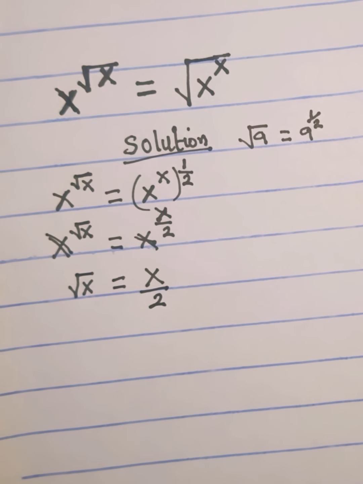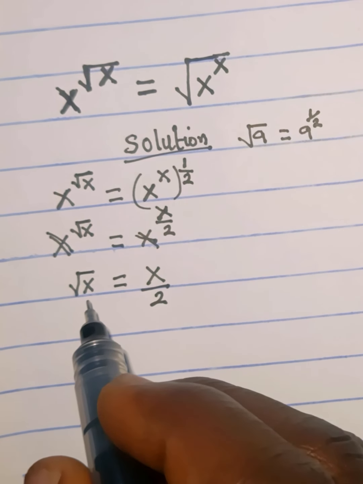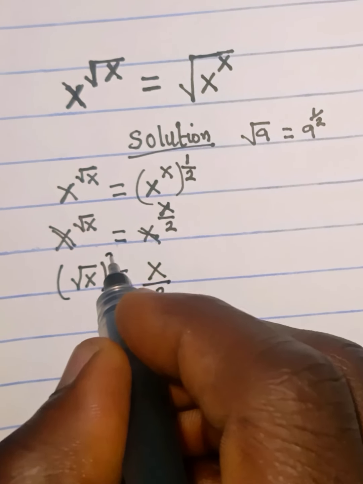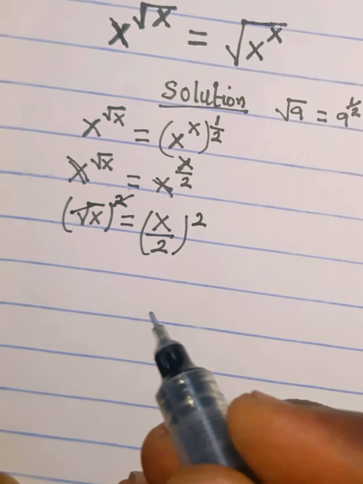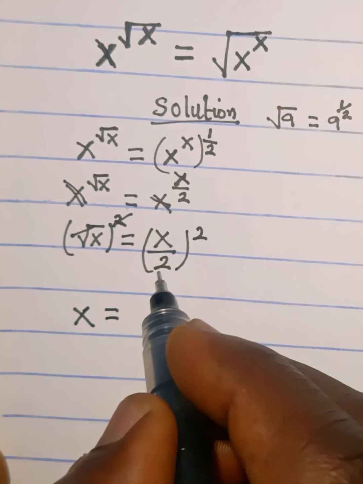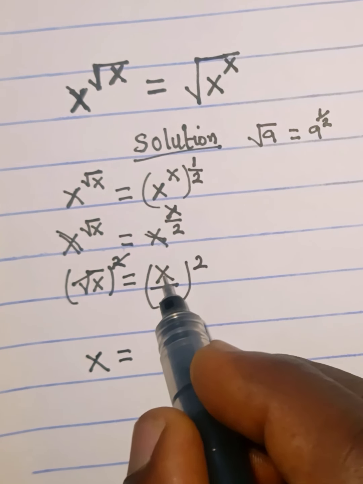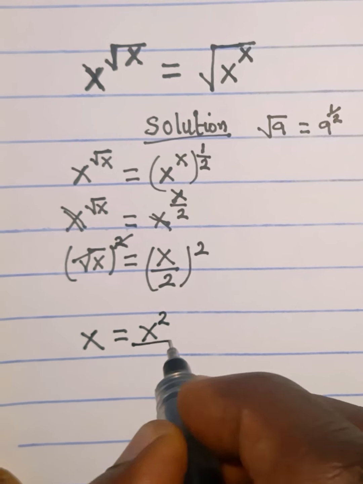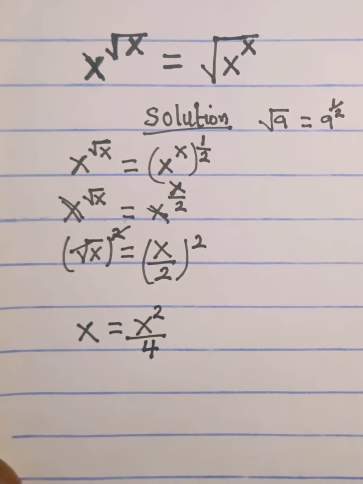Now the next thing we're going to do is to try to remove this radical by squaring both sides of the equation. In an equation, if you do anything to one side, you must do it to the second side. So when we square the left hand side, we also square the right hand side, so that this square is going to cancel out the square root. We are left with just x, which is equal to x divided by 2 all raised to the power of 2. That means this power here is going to affect both x and 2. So x to the power 2 is going to give us x squared, and 2 to the power 2 is going to give us 4.